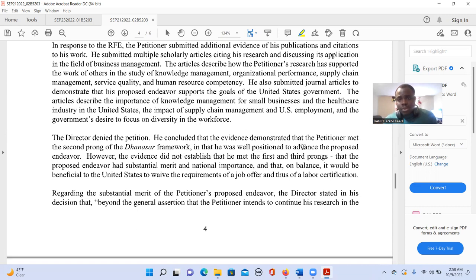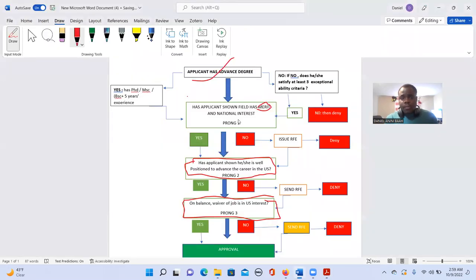He concluded that the evidence demonstrated that the petitioner met the second prong of Dhanasar. So when the person responded to the RFE, the director concluded that he now has met the second prong, in that he is well positioned to advance the proposed endeavor. However, the evidence did not establish that he met the first and third prong tests. So this is why the officer still denied it. In the RFE response, he was able to get this one out of the way, but he was still finding problems with the first and the third prong tests.